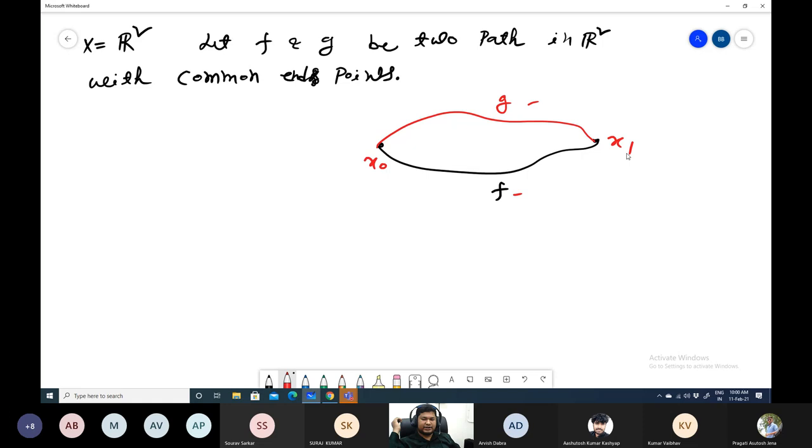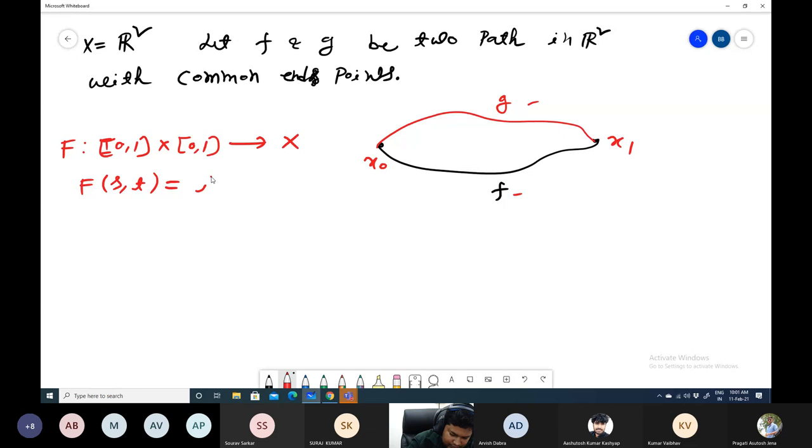1 minus t f plus t g. Right, so we can always take F from 0,1 cross 0,1 to X, such that F of s,t is say (1 minus t) f of s plus t g of s, right? Now, first of all, you have to check that F is continuous. That is the first condition.